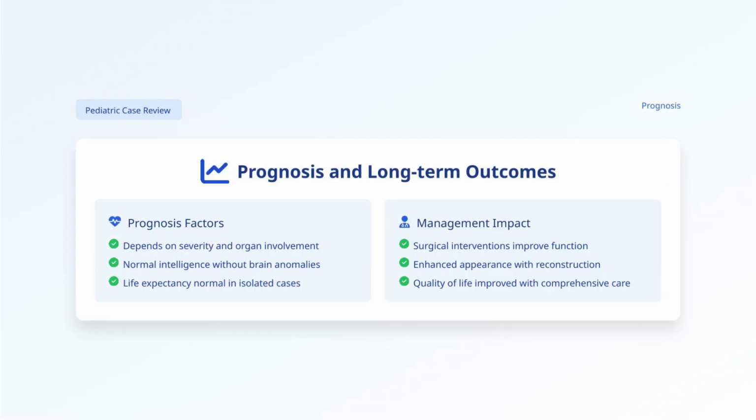Prognosis in Goldenhar syndrome depends on severity and organ system involvement. Most patients have normal intelligence when brain anomalies are absent. Multiple surgical interventions can significantly improve both function and appearance. Life expectancy is normal in isolated cases. Quality of life is substantially improved with comprehensive multidisciplinary care.